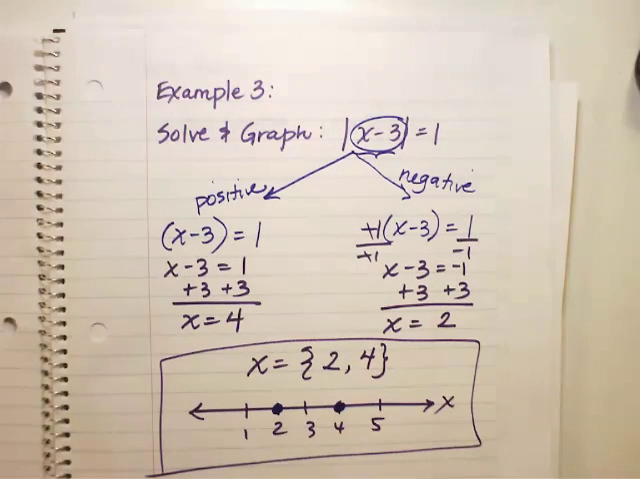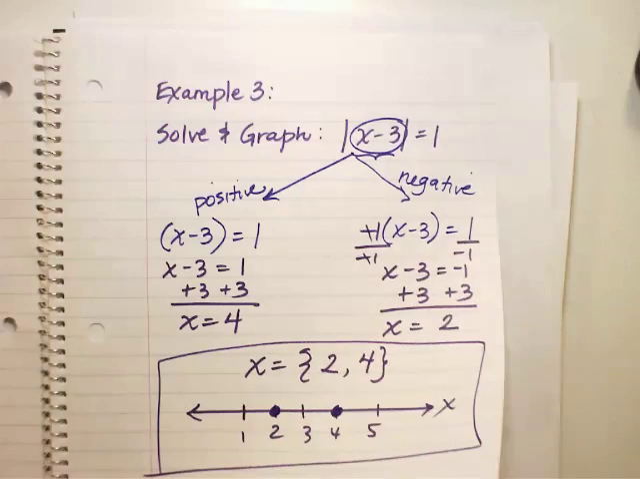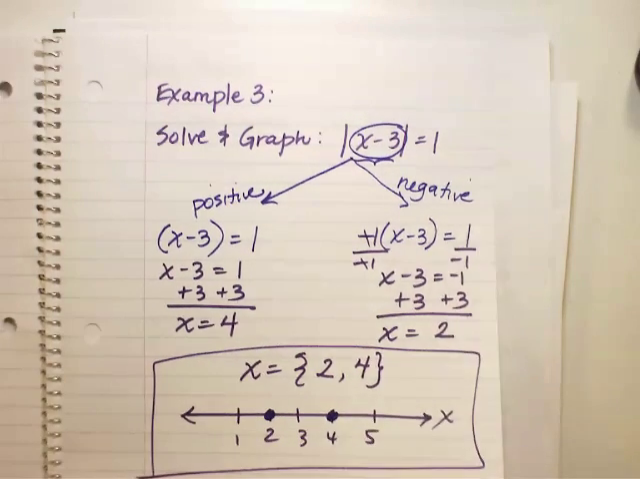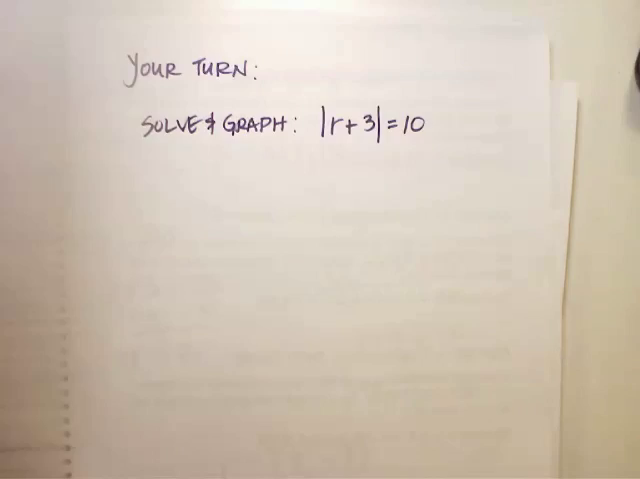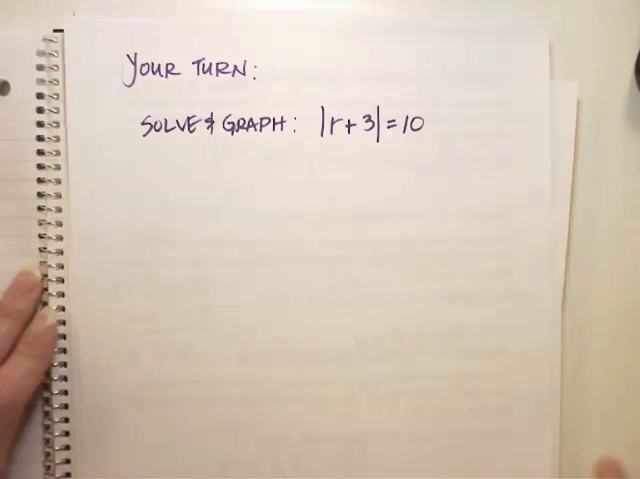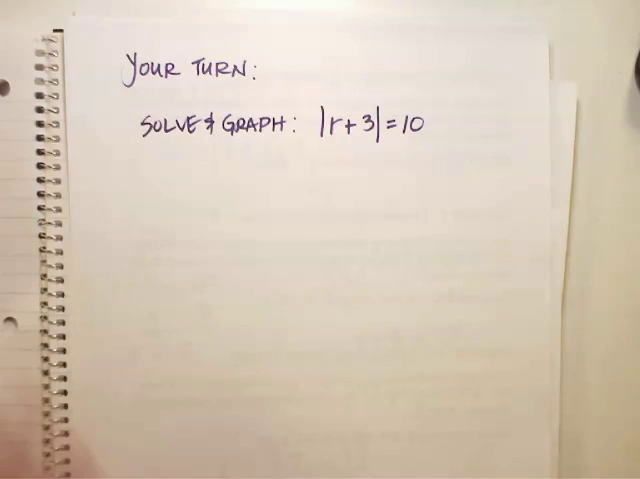Okay, we move on to your turn. You give this a try. Okay, so it's your turn. Solve and graph absolute value of r plus 3 equals 10. Go ahead and pause here and give it a try.